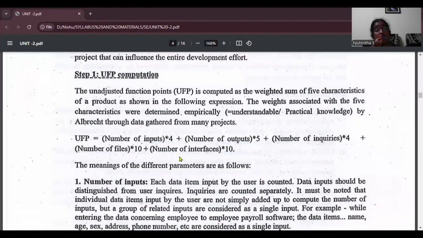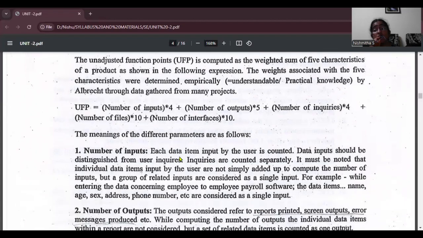Number of inputs: each data input by the user is counted. Data inputs should be distinguished from user inquiries, which are counted separately. It must be noted that the individual data items input by the user are not simply added up to compute the number of inputs, but a group of related inputs is considered as a single input. For example, while entering data concerning an employee into the employee payroll software, the data items name, age, address, phone number, etc. are considered as a single input.